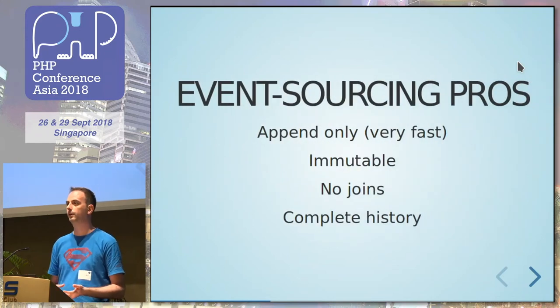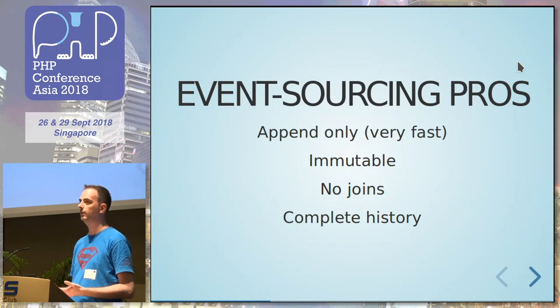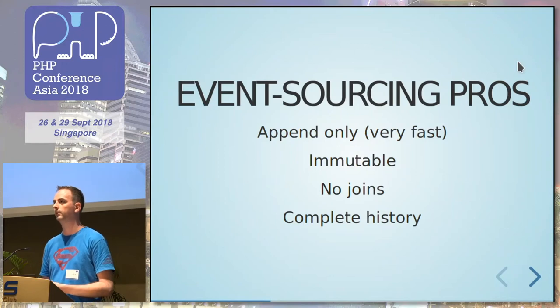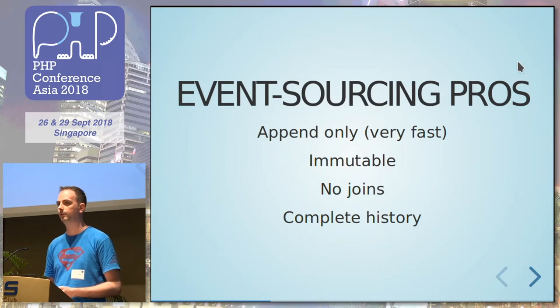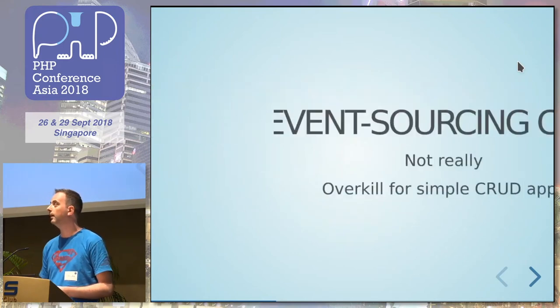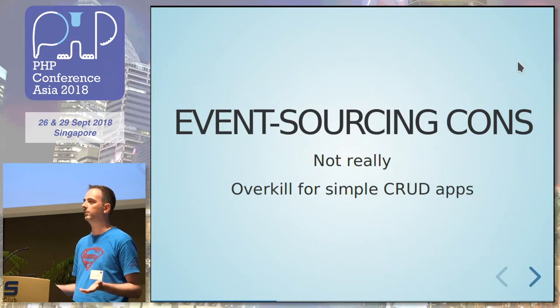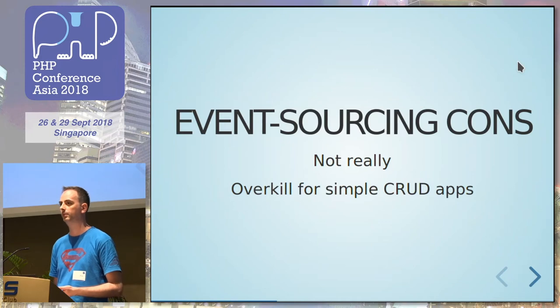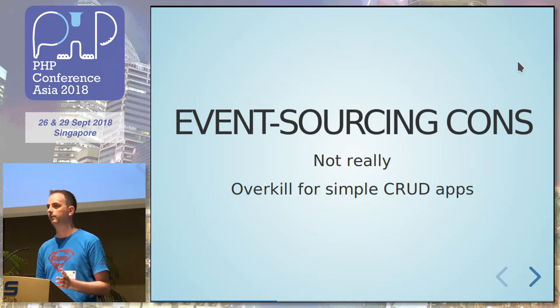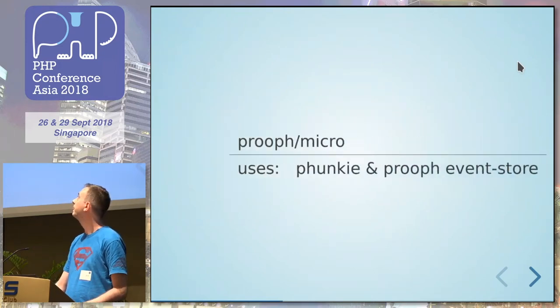On the pro side for event sourcing, it's an append-only way of storing data. So this is very, very fast. All your events are immutable. And for the read models, you don't need any joins if you're doing SQL queries. And you get a complete history of everything that ever happened in your system, basically for free. It has a few downsides, but the main downside is that it's overkill if you're doing very simple applications. Other than that, usually CQRS and event sourcing work for most domains.